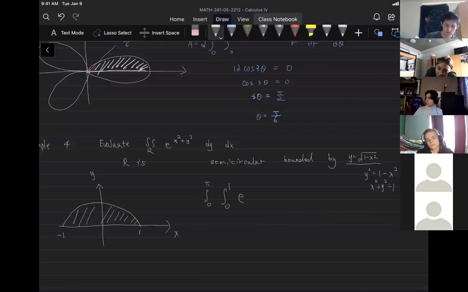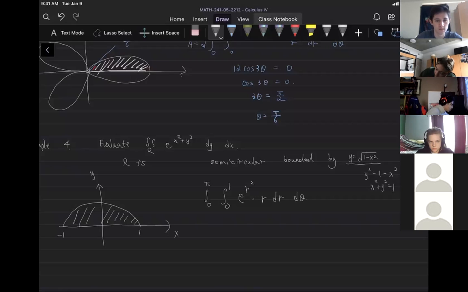Okay, careful. x squared plus y squared in polar equals what? Radius squared. Yes, r squared. So here is r squared. This is a general function, not just on the boundary, not just on the circle. So it should be e to r squared. And what should we put next? r dr d theta. Perfect.